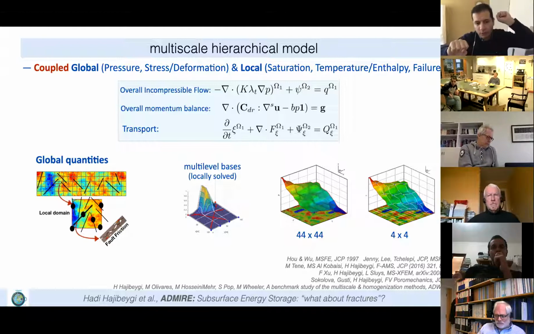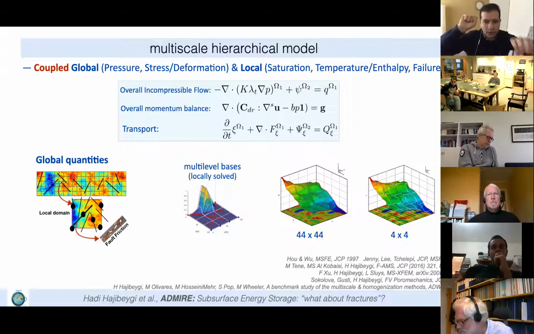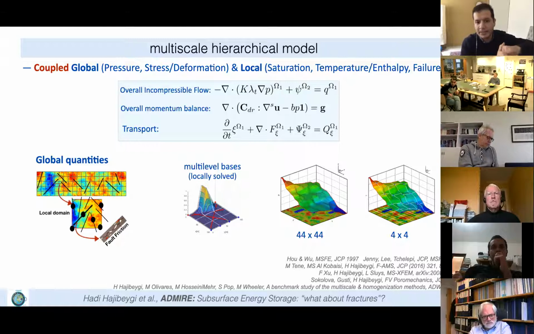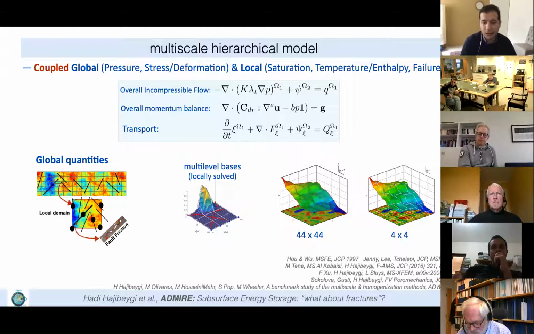You make one of them 1, the rest 0. Another one, the rest 0. Another one, the rest 0. You find all these functions that are plotted as multi-level bases. Instead of upscaling, where you would find the collective flux and an effective parameter, here you store this function, because that's how you would interpolate within that local region. You can do that for pressure, you can do that for mechanical deformation, but you cannot do that for transport. Transport is local, it has shocks, it has fronts.